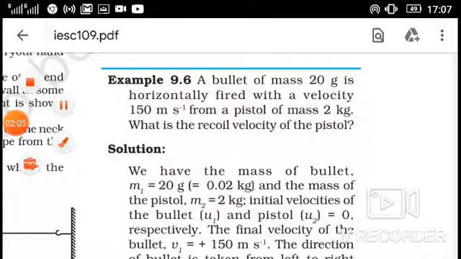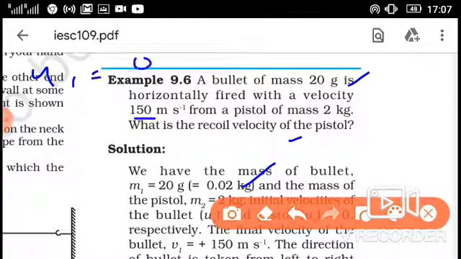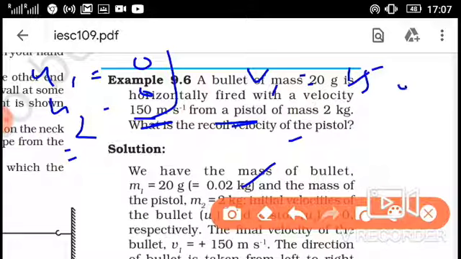You see that is the mass of 0.02 kg, mass of bullet, and velocity of bullet is 150 meter per second from a pistol of mass 2 kg. What is the recoil velocity of pistol? Means initially the gun and bullet they both are at rest. Means initial velocity for gun, u1, is 0, and u2, initial velocity of bullet, is also 0, but the final velocity of bullet is given 150, and you have to find out the velocity of pistol.